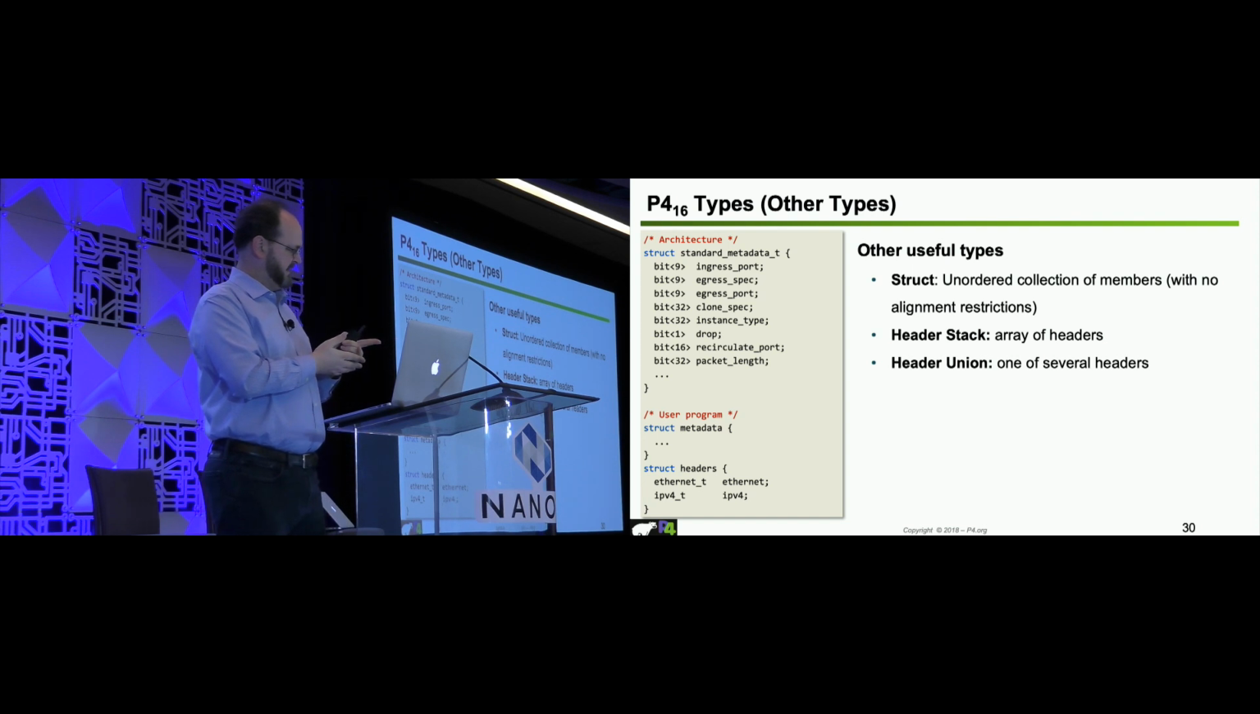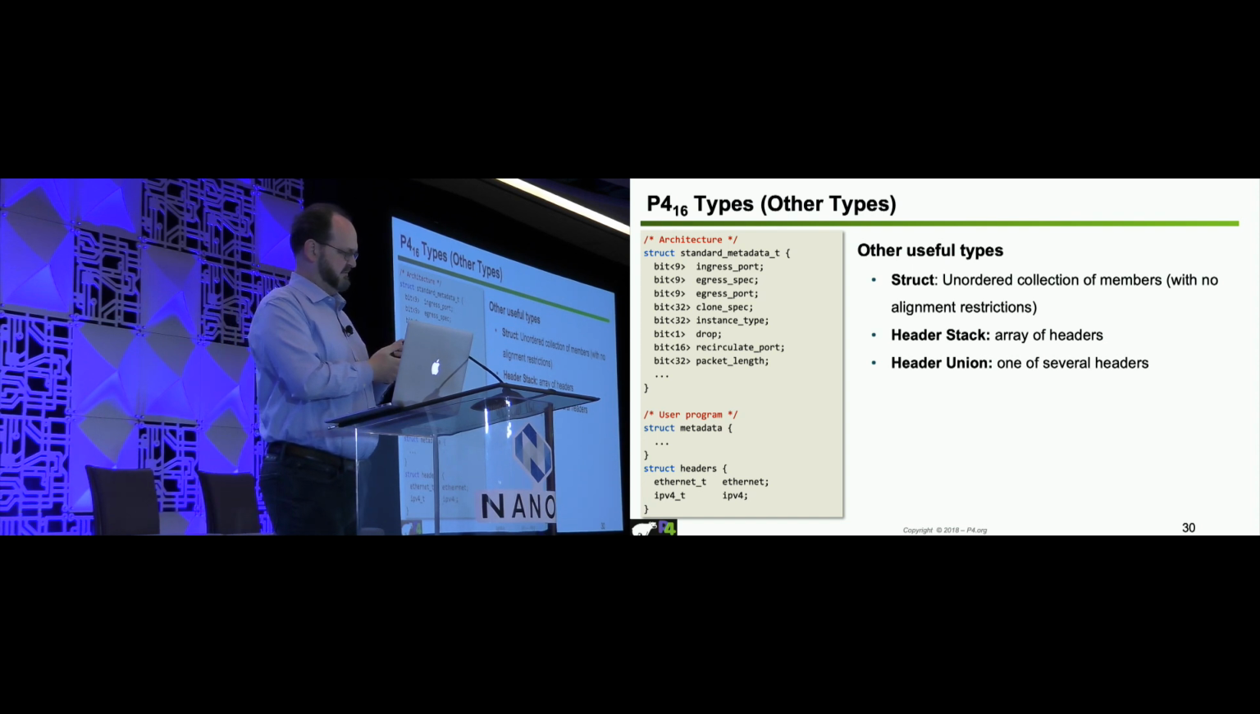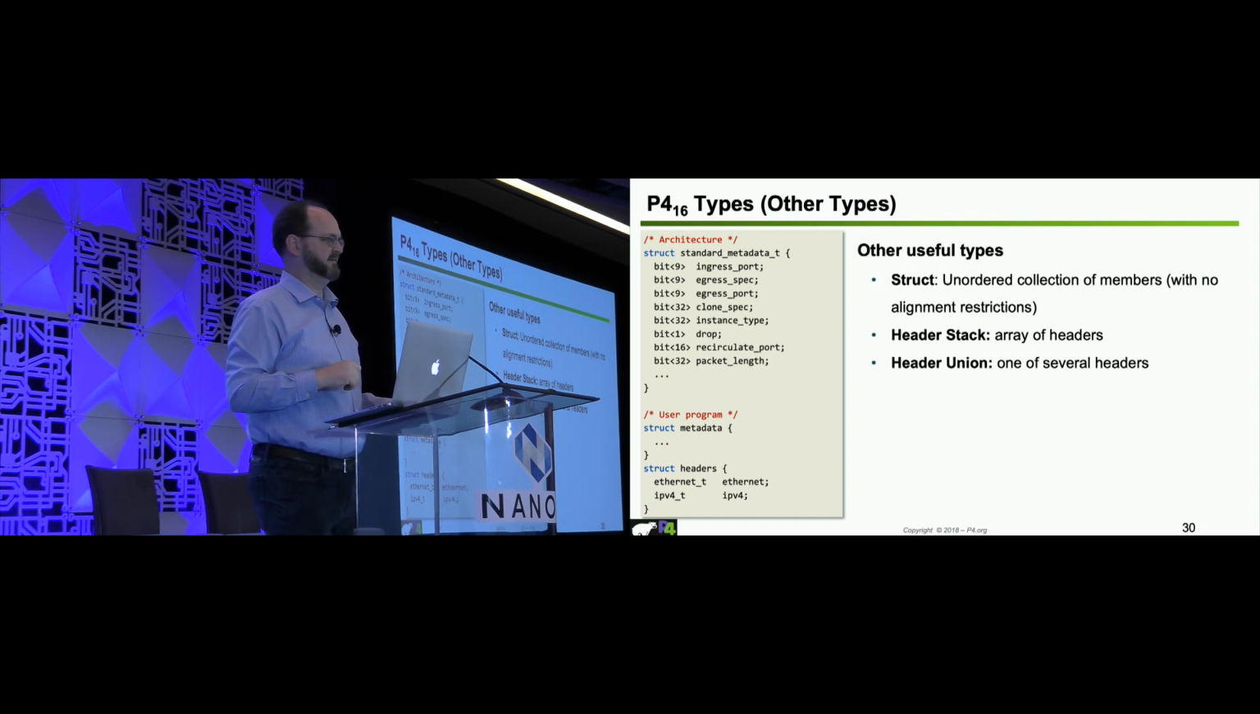Let's see. So other useful types: struct you'll see in most programs typically just as a grouping. If you want to have one or more user-defined metadata fields, you'll group them together in a single struct. There's no valid bit for structs. They're pretty much like C structs, except don't count on them having a particular formatting in memory or anything like that. There's no pointers, so you can't muck with pointer arithmetic anyway. So structs are just a grouping mechanism, really.